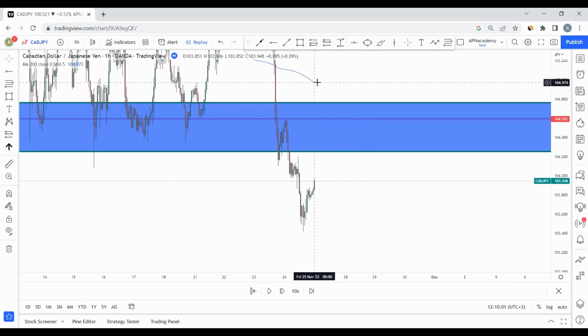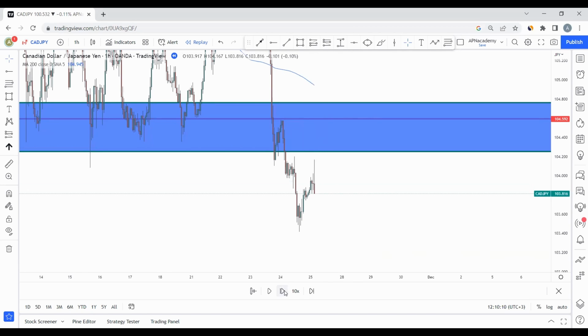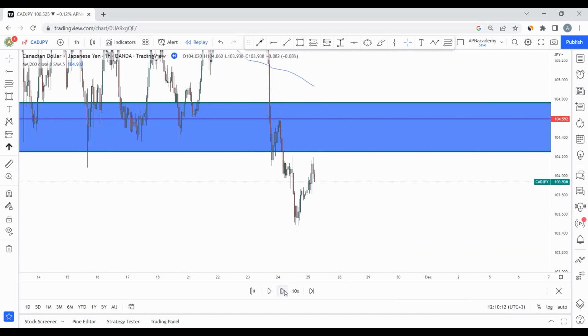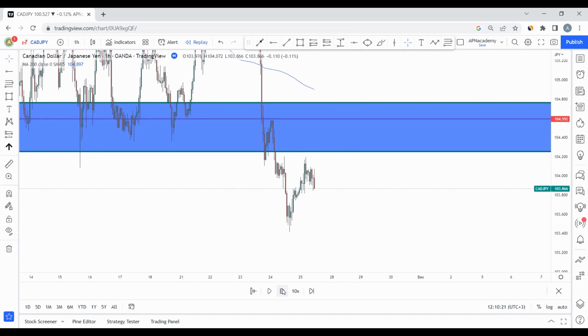Then I also make sure that the price is below this. I will not take a trade when it's not below this moving average, right? So let's play. The first thing we want is the price to come back into that blue area in H1. So it has not touched there. And I want you guys to observe it's making higher highs, higher lows, higher highs, higher lows, right? So let's see what it does.